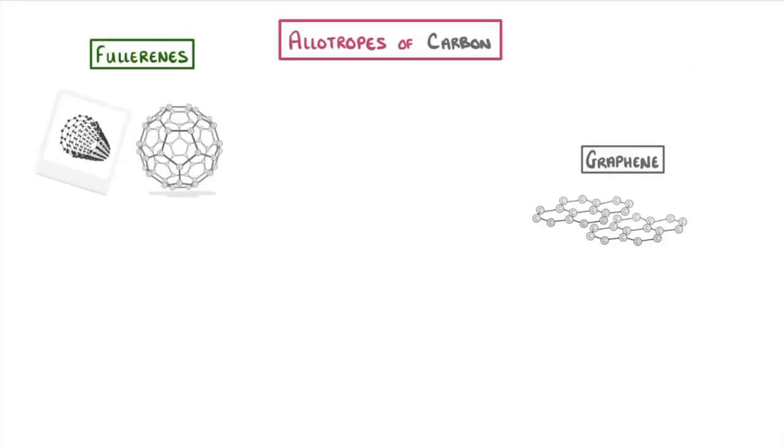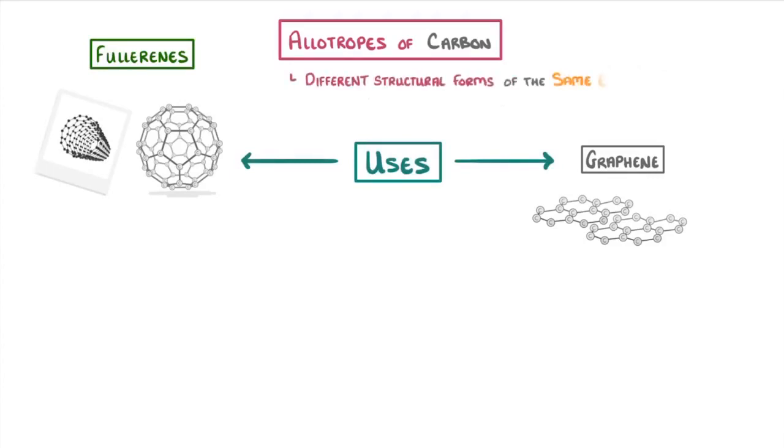But we'll spend most of the video looking at the many uses that they have. As we said in our previous video, allotropes are just different structural forms of the same element in the same physical state. So in this case, different forms of solid carbon.